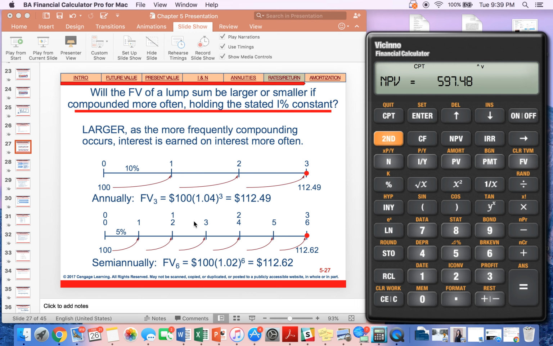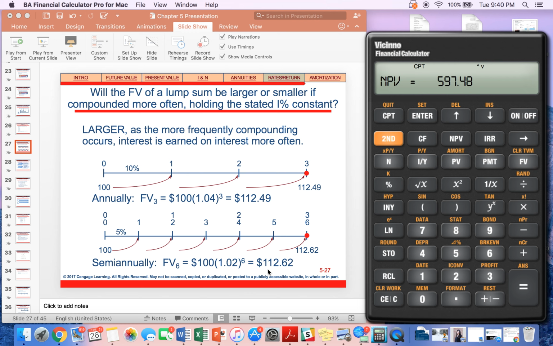We have our year 1, year 2, year 3 in the second timeline, but you'll notice instead of having 3 periods like we do in the first, now we have 6. If we compound for 6 periods instead of 3 periods, our future value of this $100 is worth $112.62 instead of $112.49. So again, if you compound more, the more money you earn, okay? And I think previously I said that this was an annuity. I'm sorry, that's not an annuity. It's just $100 that you're investing for 3 years, okay?